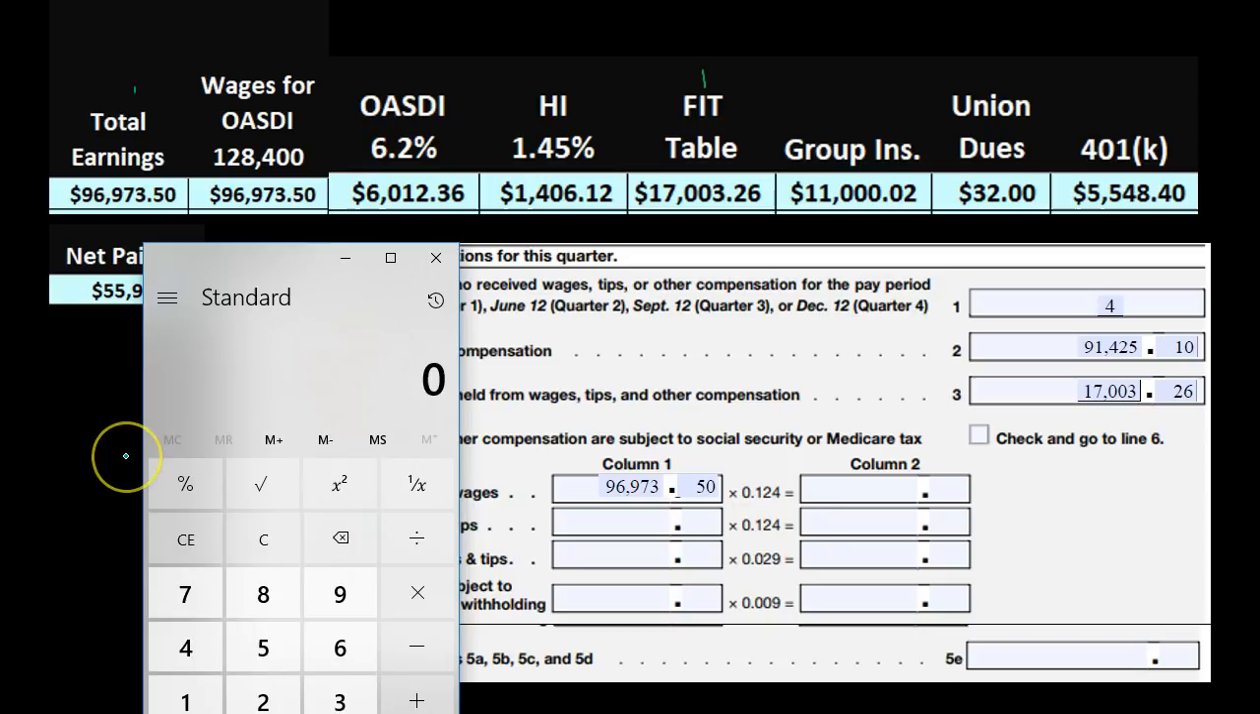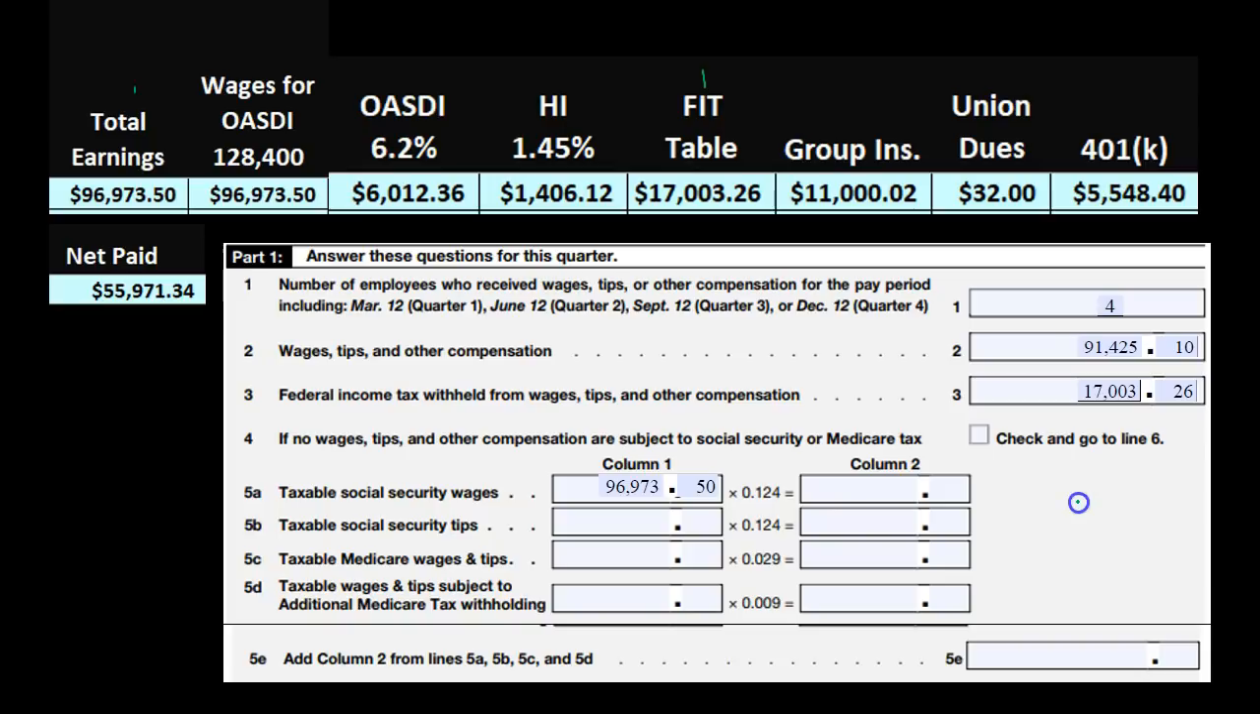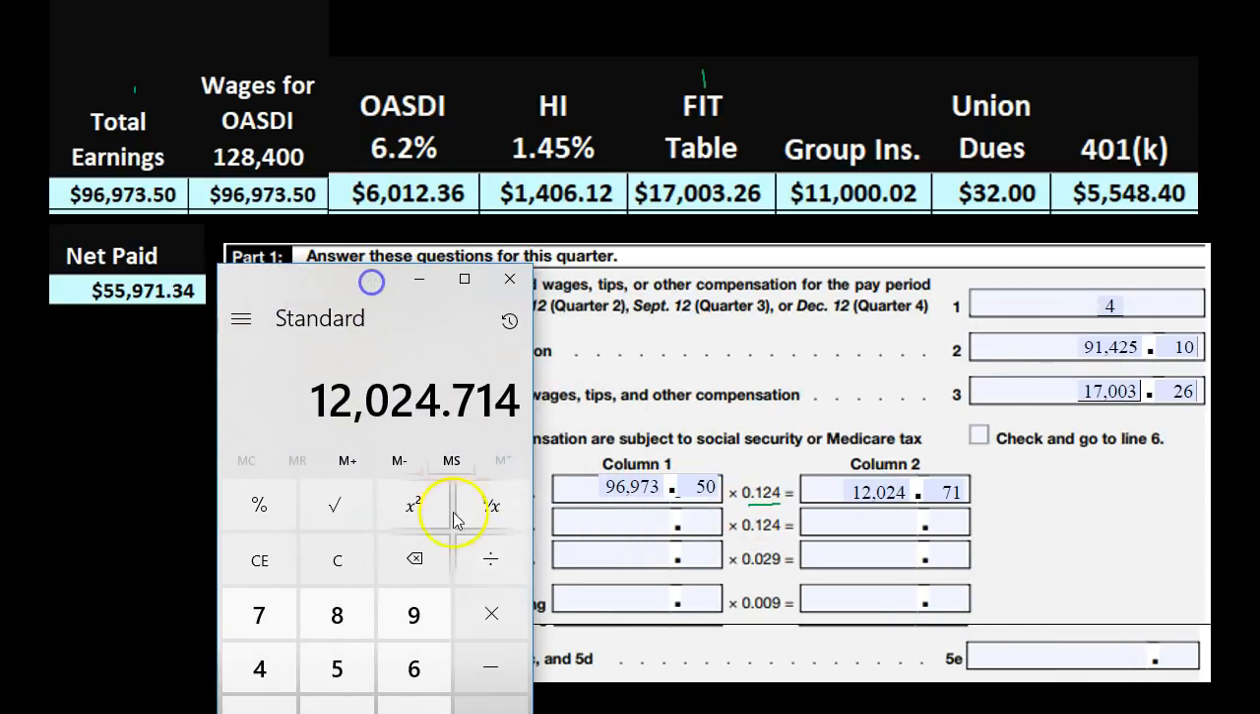So then we're going to take this $96,973.50 times 0.124. So if we do that calculation, 96,973.5 times 0.124, we get 12,024.71. So that's going to be the 12,024.71. Now you might not recognize this rate, and that's because it's twice the 6.2. So when we take the 6.2% times 2, that gives us the 12.4% or the 0.124 we're using here.